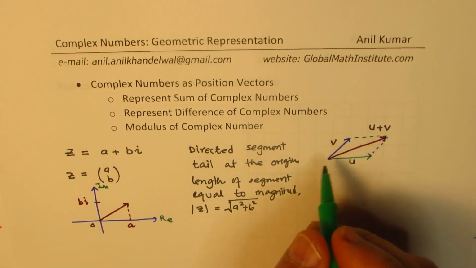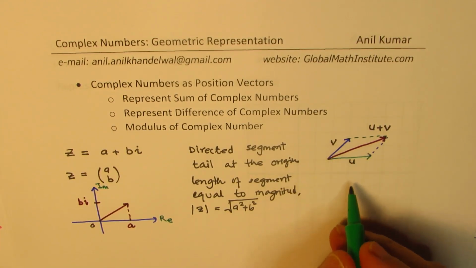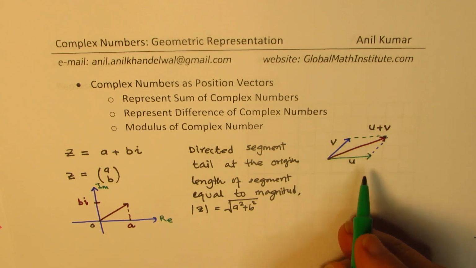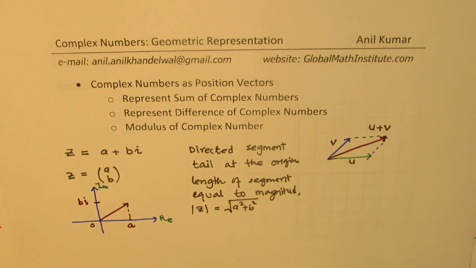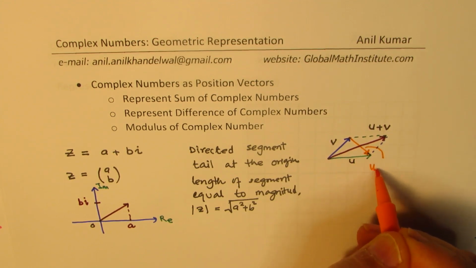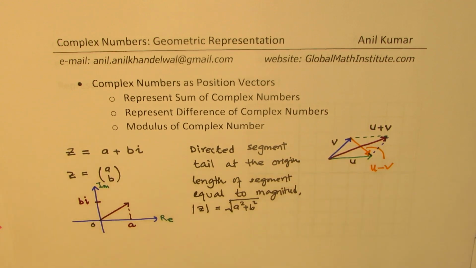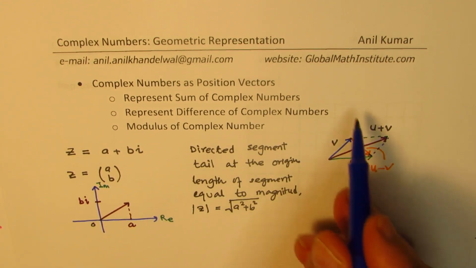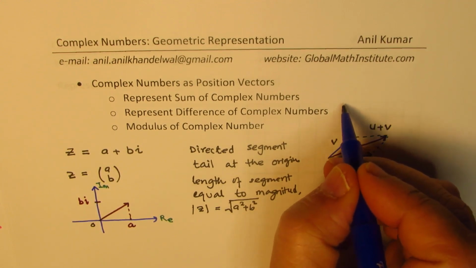To find the difference, we could actually have the other diagonal. So if I sketch the other diagonal, which is, let us say this, then this vector will be u minus v. Is that clear to you? So that method is the parallelogram, right? So that is the parallelogram.